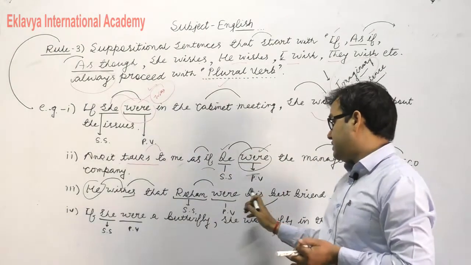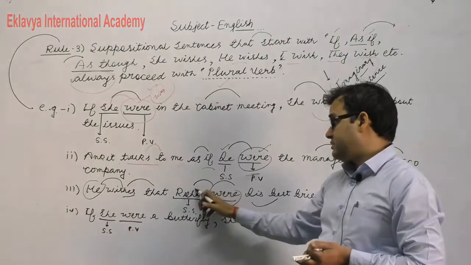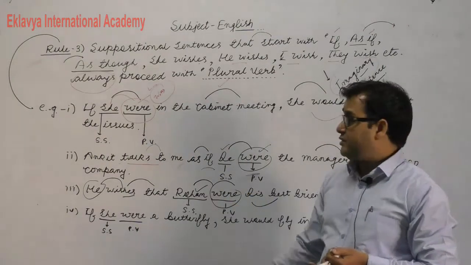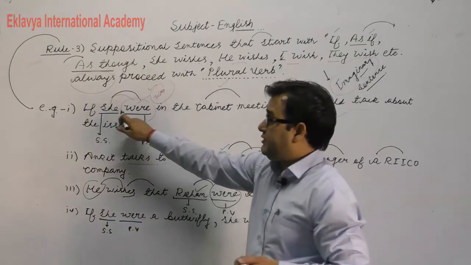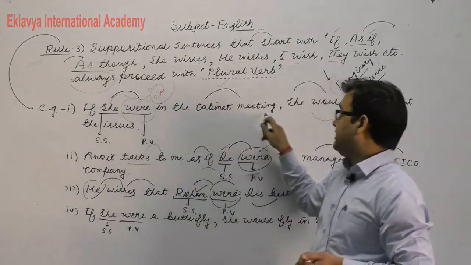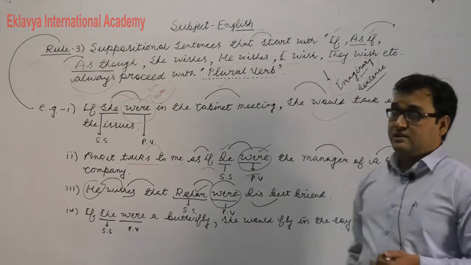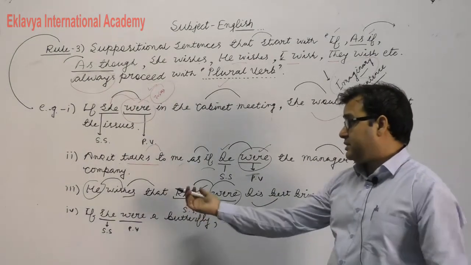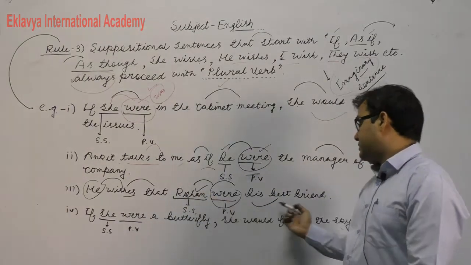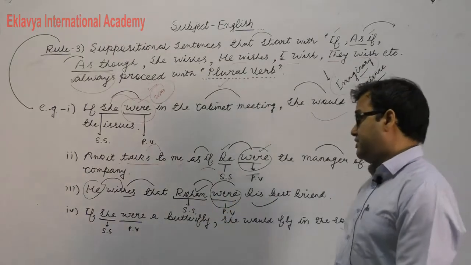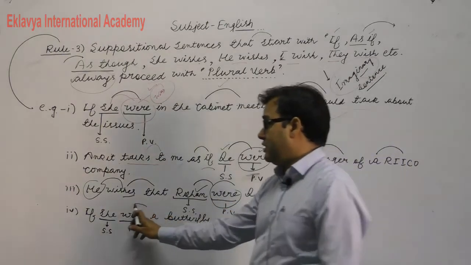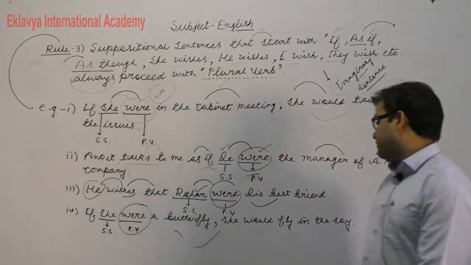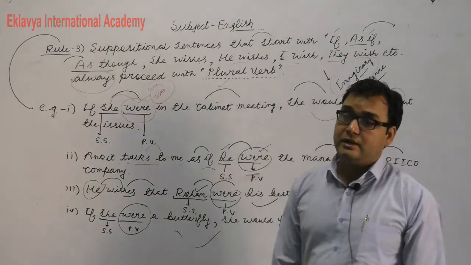Again, I have used plural verb with singular subject. Okay, you can write down also, if they were in the cabinet meeting, they would talk about the issues. Okay students, example number 30 is he wishes that Rohan were his best friend. Example number 4, if she were a butterfly, she would fly in the sky.